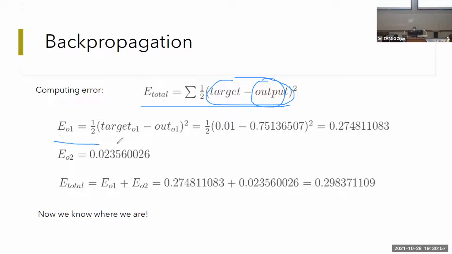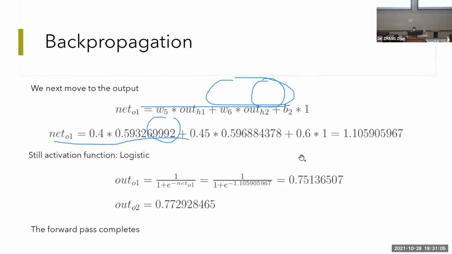Then what can we compute based on the previous slides? It's the output of O1. Wait, 0.75. Oh yeah, it's 0.75. My bad. Yeah, it's here. It's 0.75, not 1.1. 1.1 is the input fed into the output node.